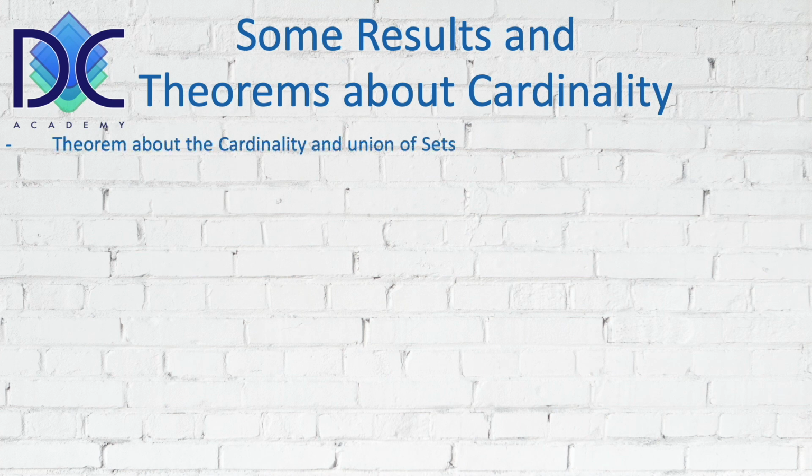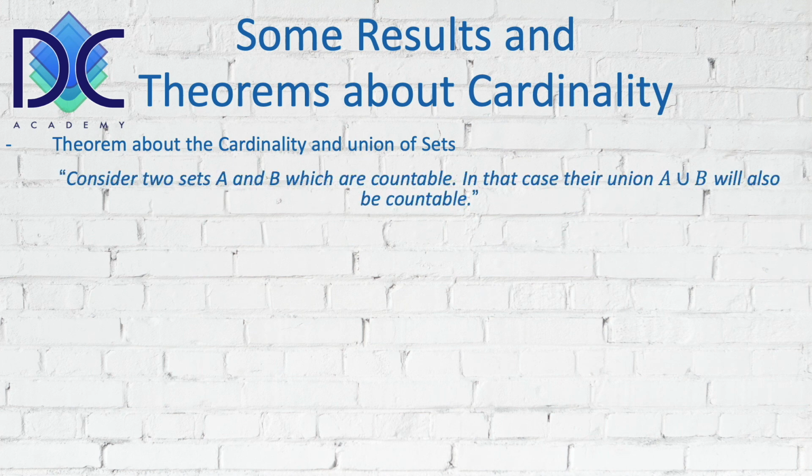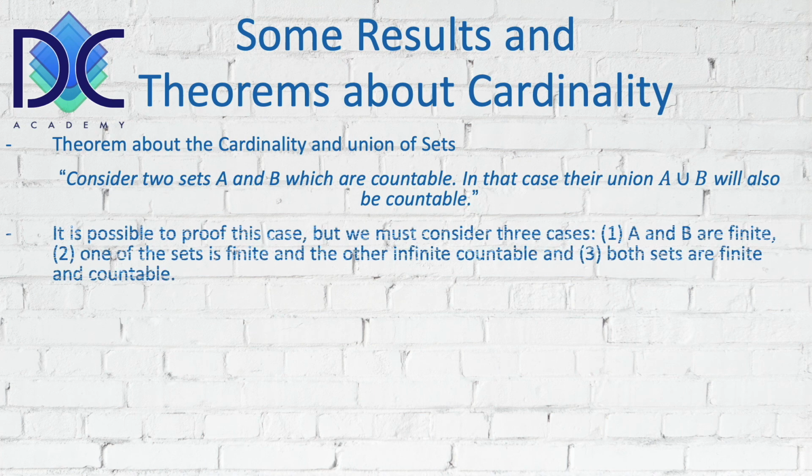First, we have the theorem about cardinality and the union of sets. Now, when we look at two sets, A and B, both of them are countable. In that case, we can say that their union, A union B, will also be countable. Now, their cardinality can be different, but that's not important. If we want to prove this case, we basically have to look into three cases. Basically four cases, but there are two cases which are in fact the same.